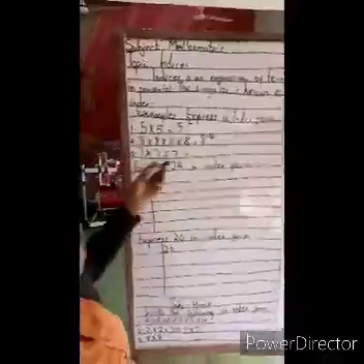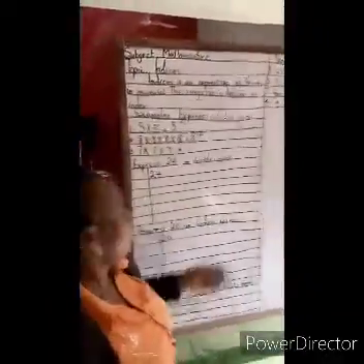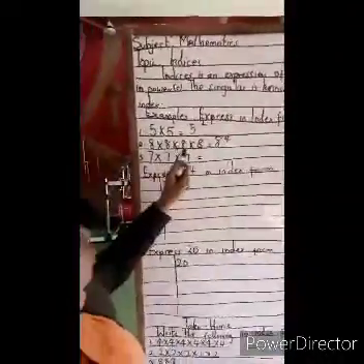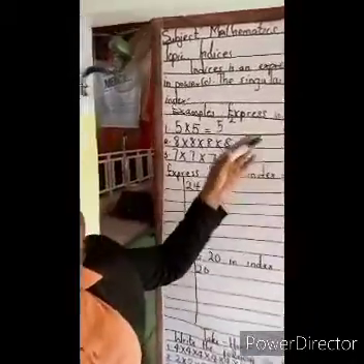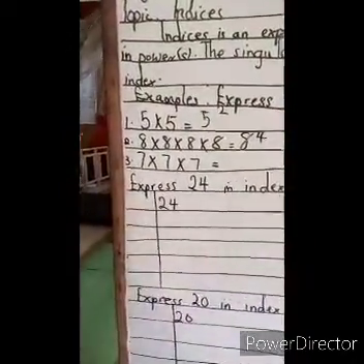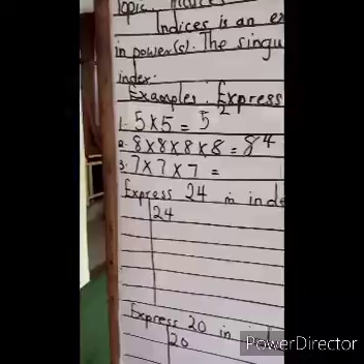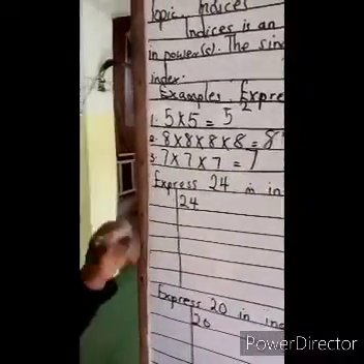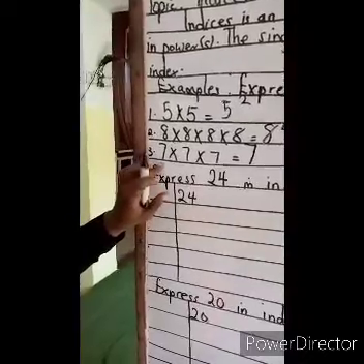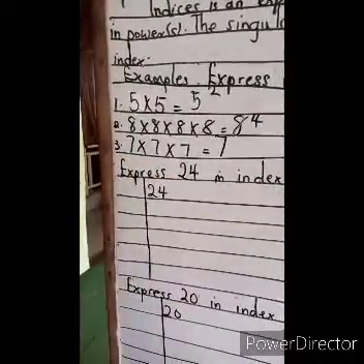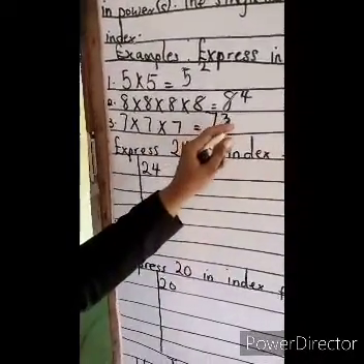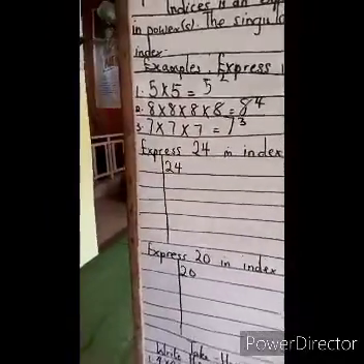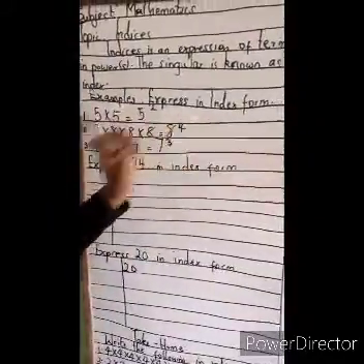We have our 8 appearing in 4 places, so we count the 8: 1, 2, 3, 4. 8 raised to the power of 4. Now the next one is 7. We write our 7, that's the number. Then we count the power: 1, 2, 3. That is 7 raised to the power of 3. So this is how we express this in index form.